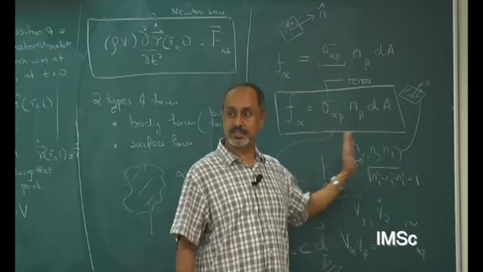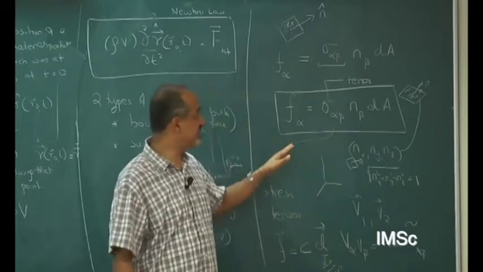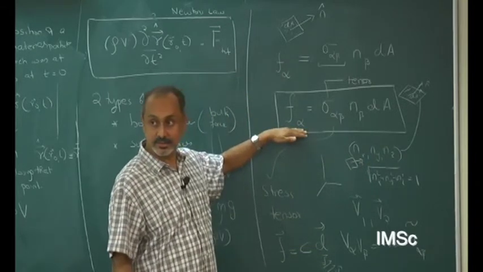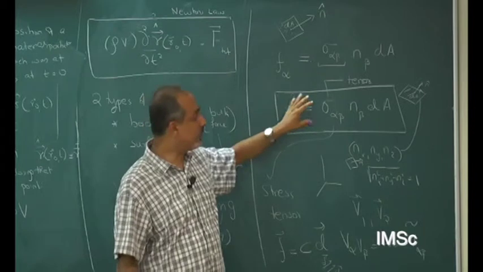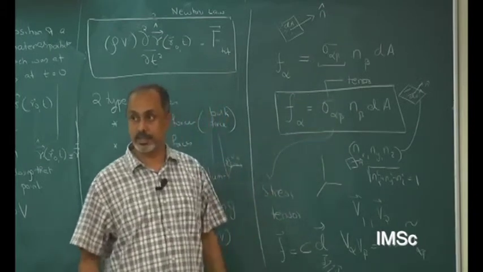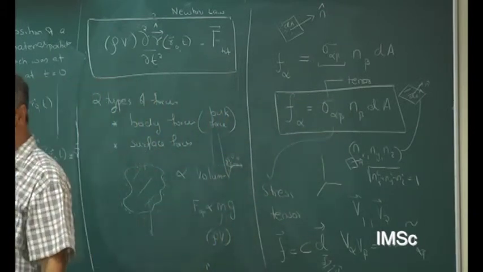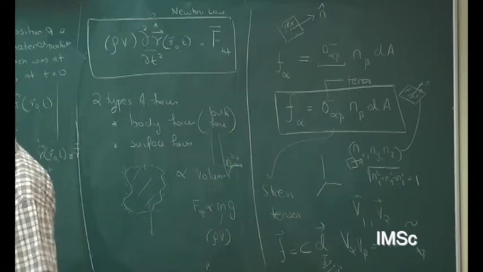But right now we just want to be general and say that the forces acting on a surface with normal n hat always have this form. They are proportional to n hat, and the proportionality constant is a tensor.